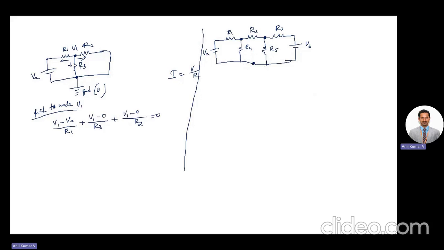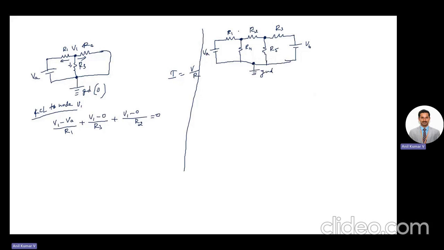So then you need to indicate the reference node. If I see the topmost two nodes, they have three branches each. And if I see the bottommost node, it has 1, 2, 3, 4. So that is VA, R4, R5 and VB. So there are four branches. So hence you need to take this as your reference node compulsorily, without any other option. So this will be a ground.